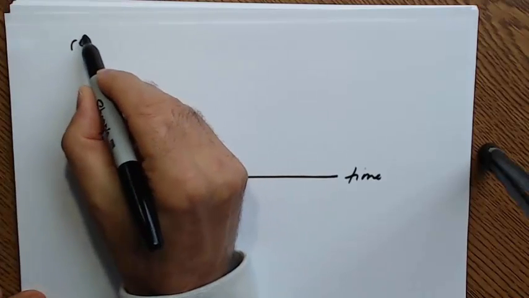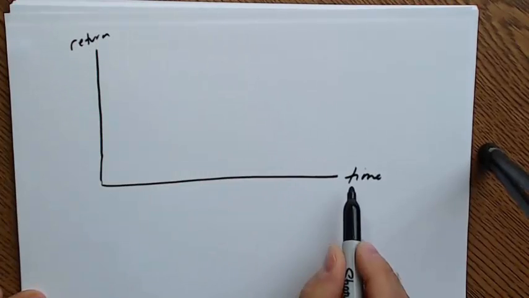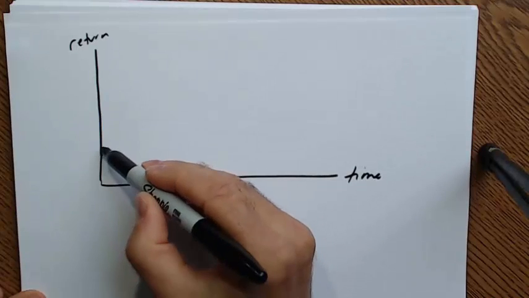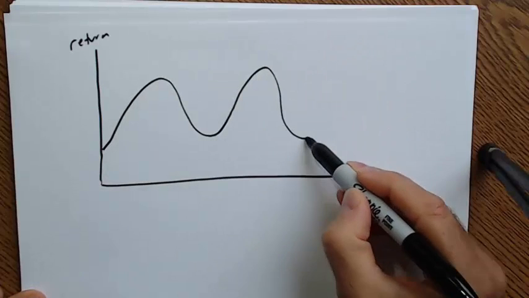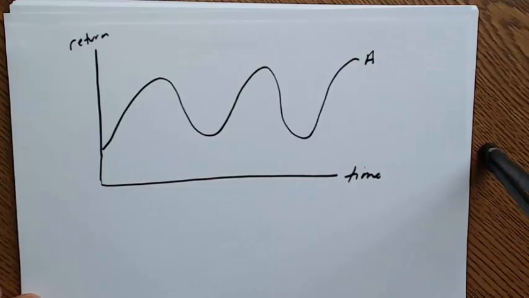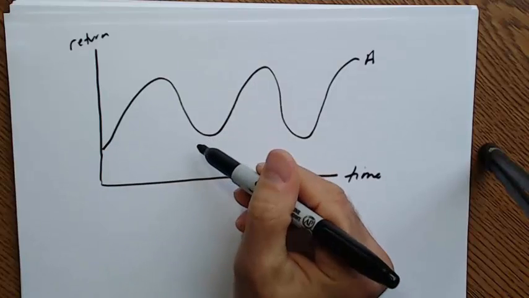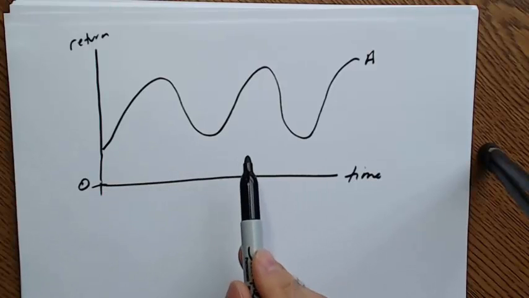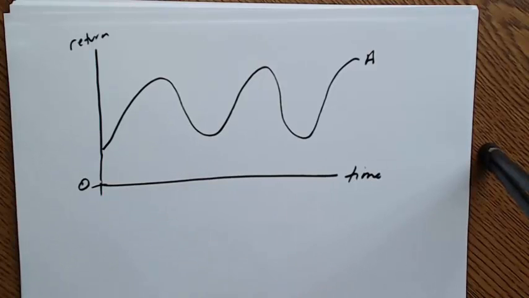So here I'm going to have return on this axis, time on this axis, and I'm going to say, let's say we got this stock. Here's the returns of stock A, right, over time. One year it's up, it's kind of down, it's all still positive because here's zero right here. And so it's wiggling around a lot. That's stock A. Now think of it as a cyclical stock. Let's say it's moving up and down with the economy.